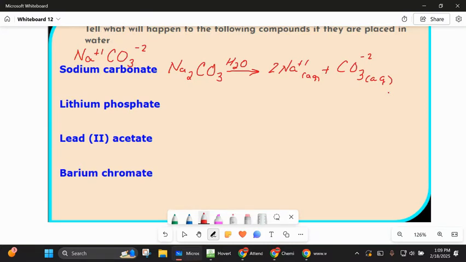We're good. I'm telling you, there are 4 problems like this on your test. Just like this. And it says the same thing at the top. Tell what will happen if you put them into water. And what I'm expecting to see is the formula, an arrow, and then what happens. That is what I'm expecting to see. Questions?